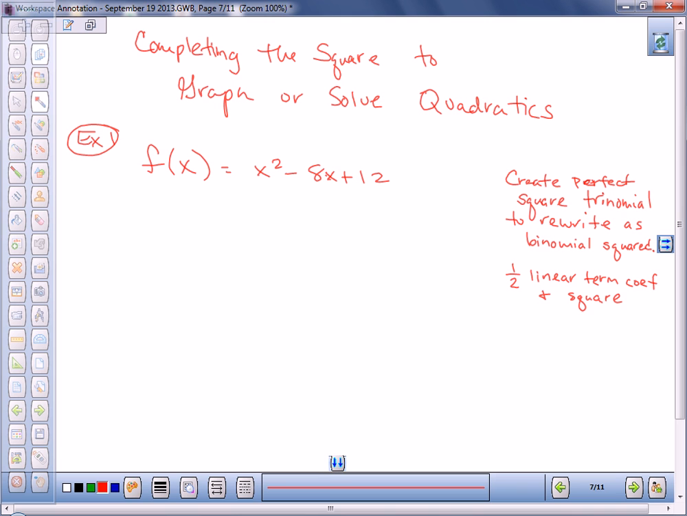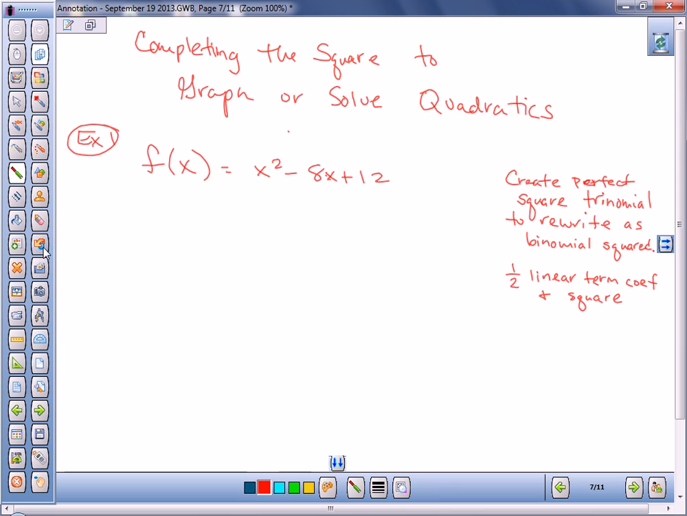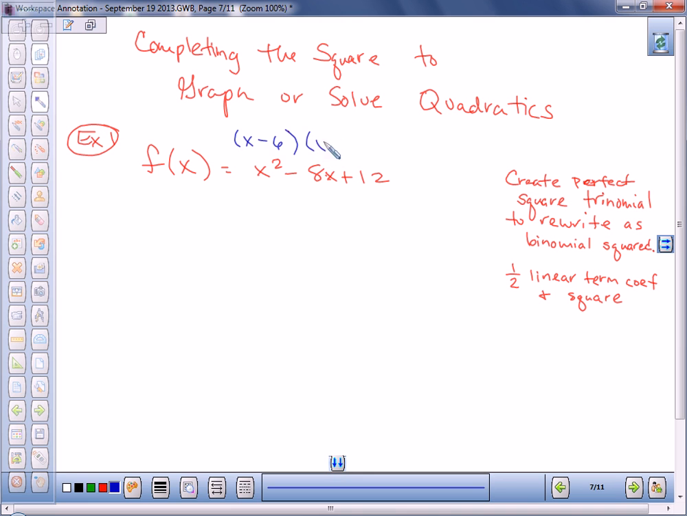Okay, so now most of us would look at this problem and say, I would not do vertex form, because this factors really nicely, doesn't it? It factors simply into x minus 6 and x minus 2, and then it would be really easy for me to graph it.